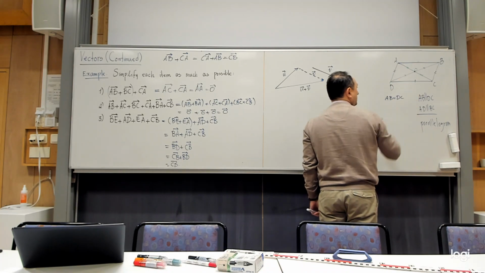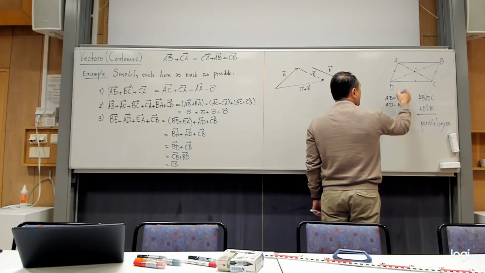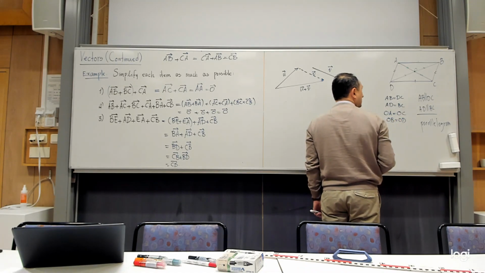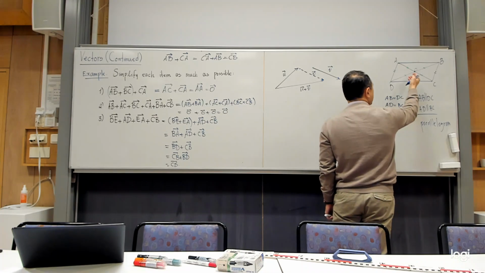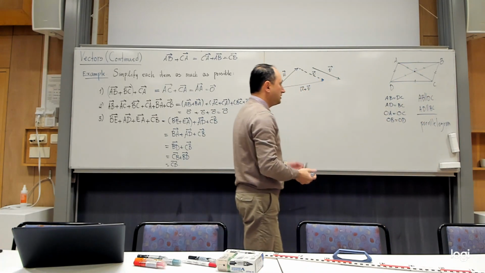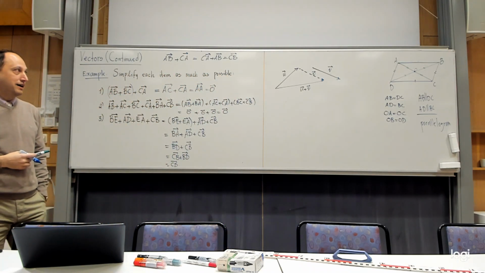AB is always equal to DC. AD is also equal to BC. OA is equal to OC. And OB is equal to OD. But there is no guarantee that OA is equal to OD or something like that. So this is the information I want you to know about this quadrilateral, which is called a parallelogram.